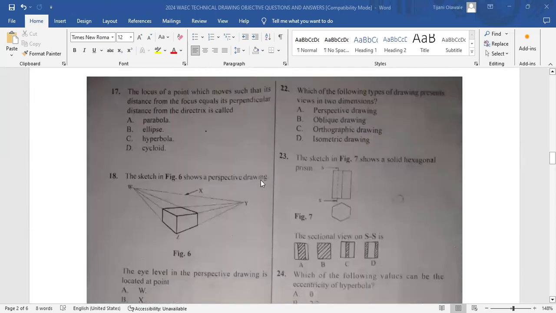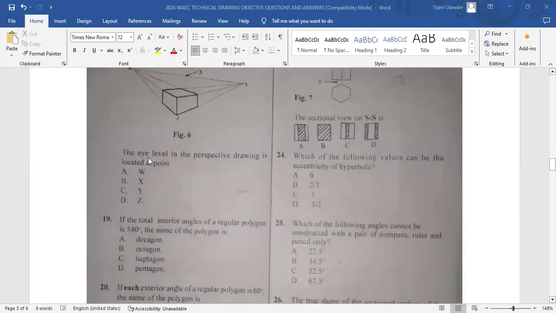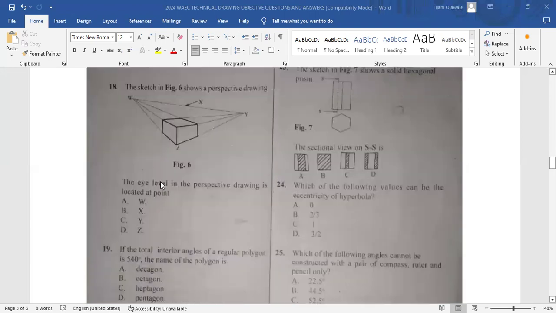Then moving on to question 17, which says that the locus of a point which moves such that its distance from the focus equals its perpendicular distance from directrix is called parabola. That is option A. Question 18, the sketch in figure 6 shows a perspective drawing. And then we ask here the eye level in the perspective drawing is located at point X. So at point X, option B is the answer to the question.